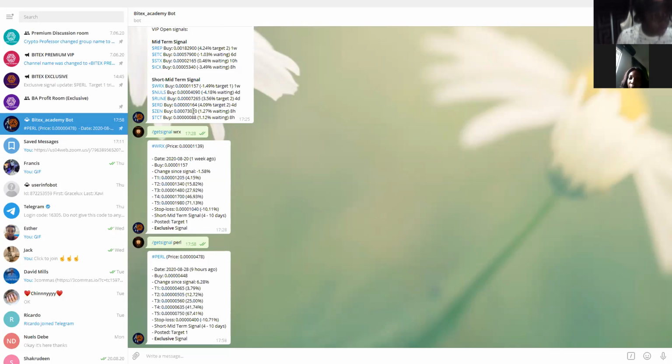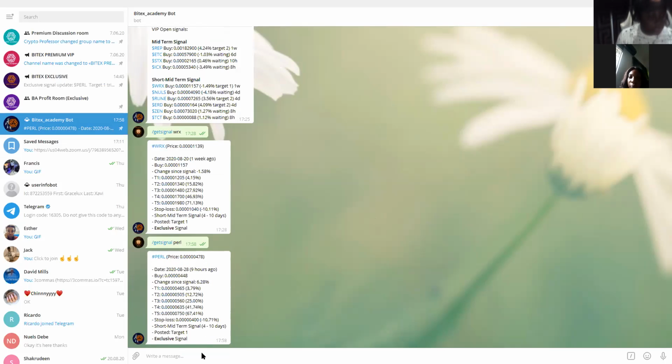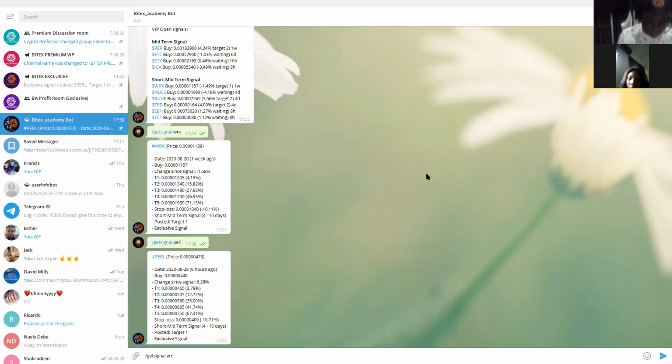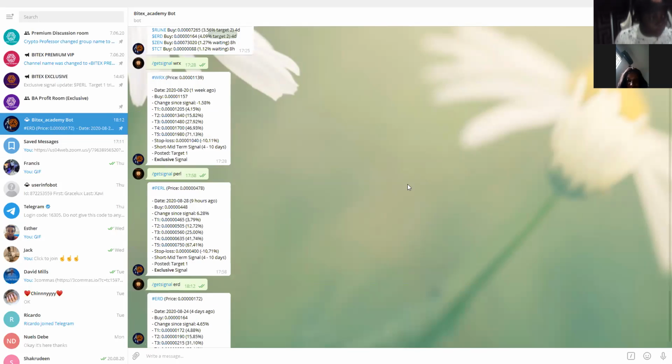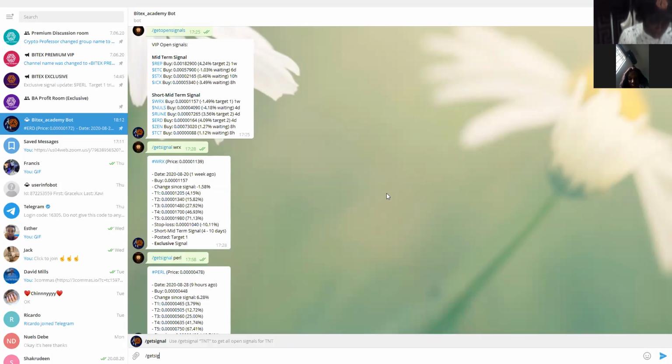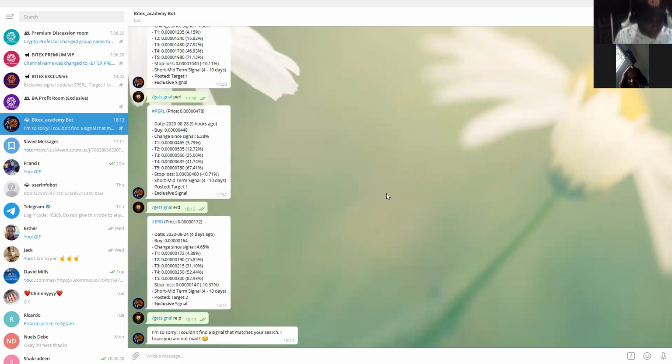Let me look for one coin. I think we have posted a lot of REP. Let me check RED. Get signal, RED. Okay, this one only has one piece of information. Let me use REP. Get signal. Sorry, you can see that I gave a space, so I have to go back. Get signal REP. Do you see what the bot told me? I'm sorry, I couldn't.